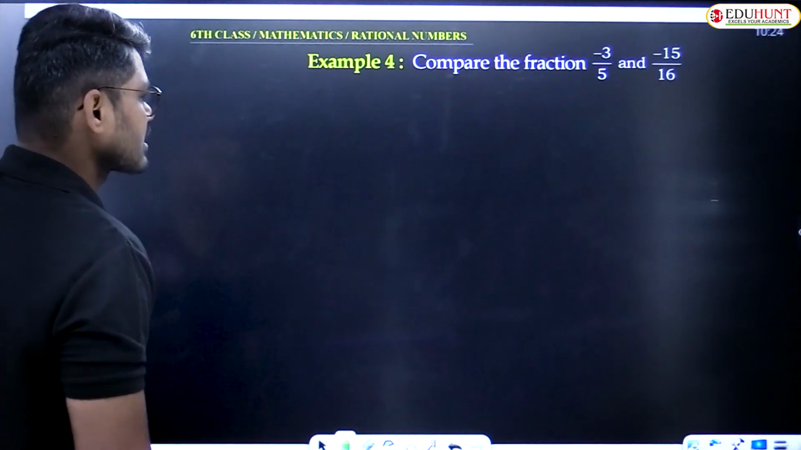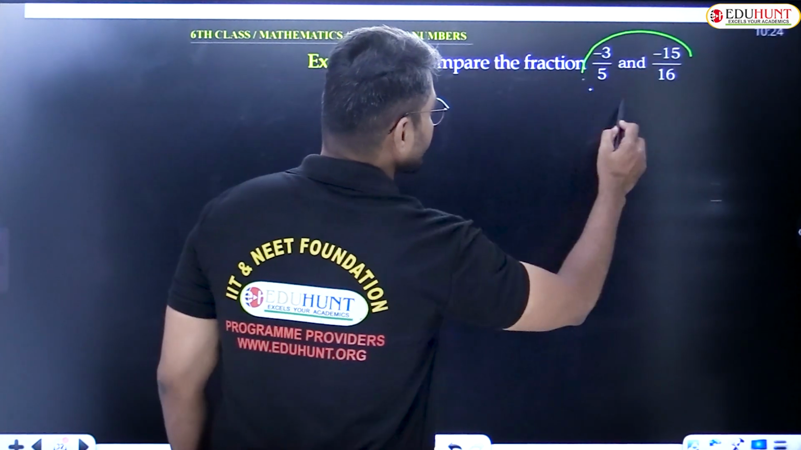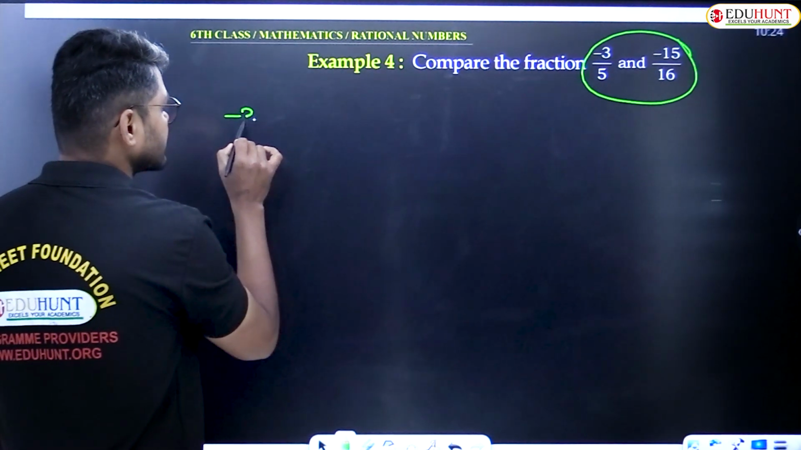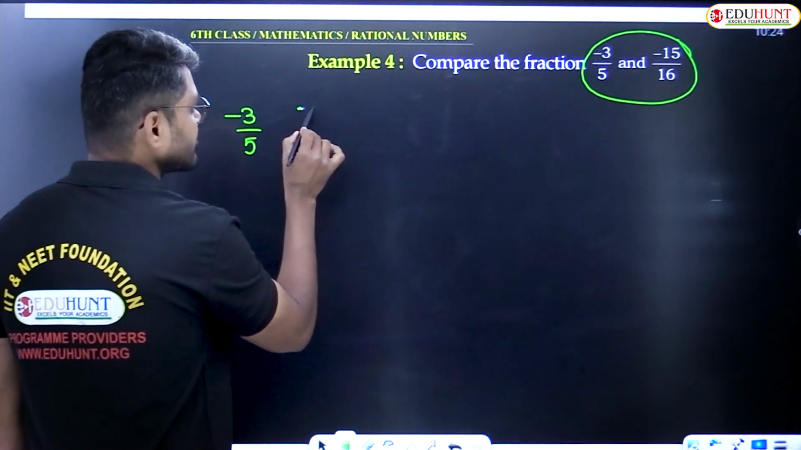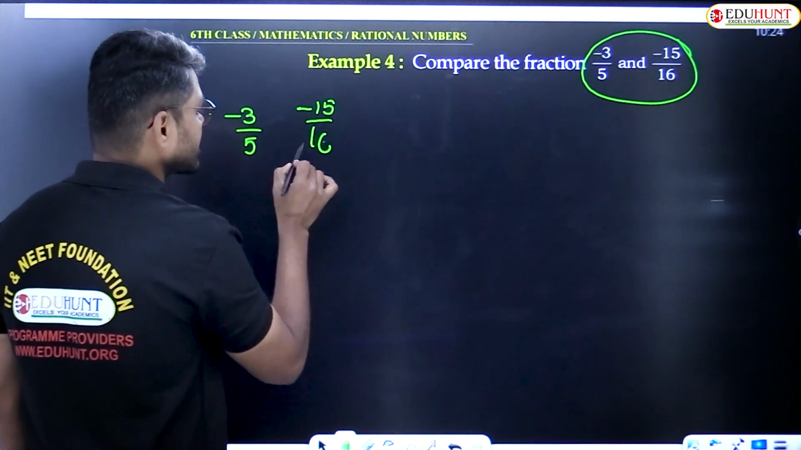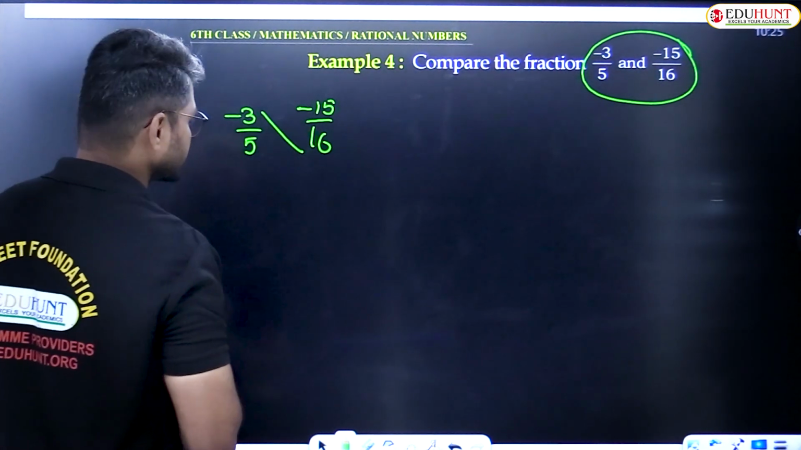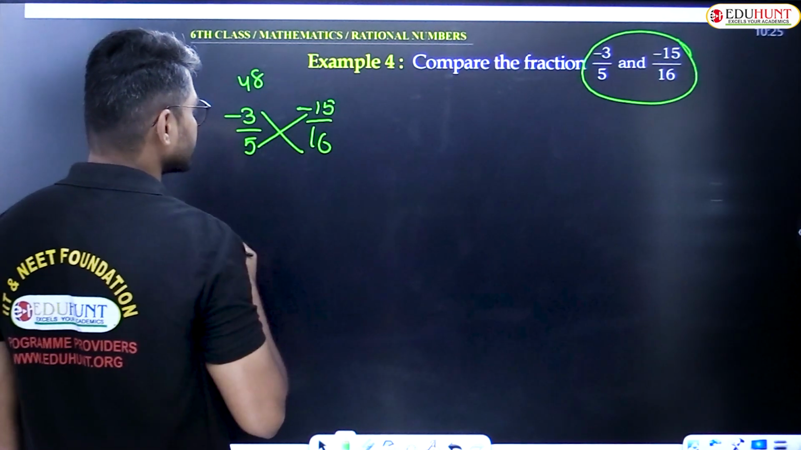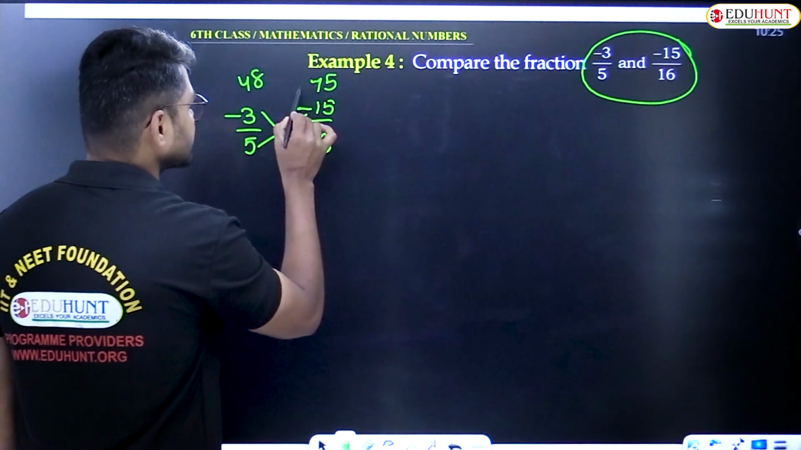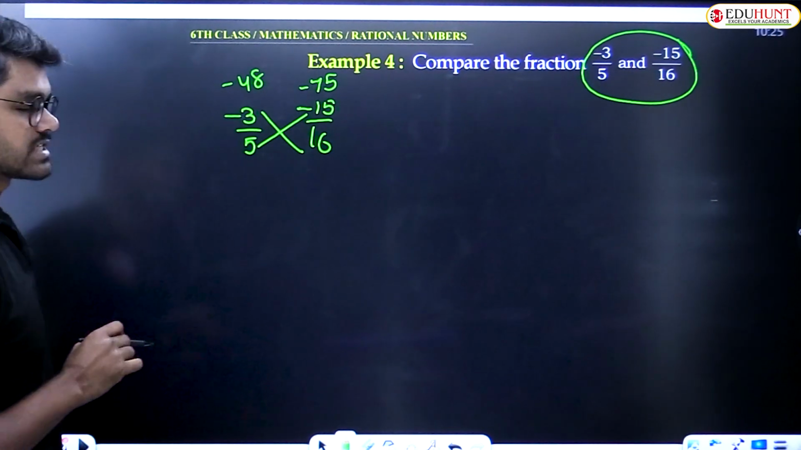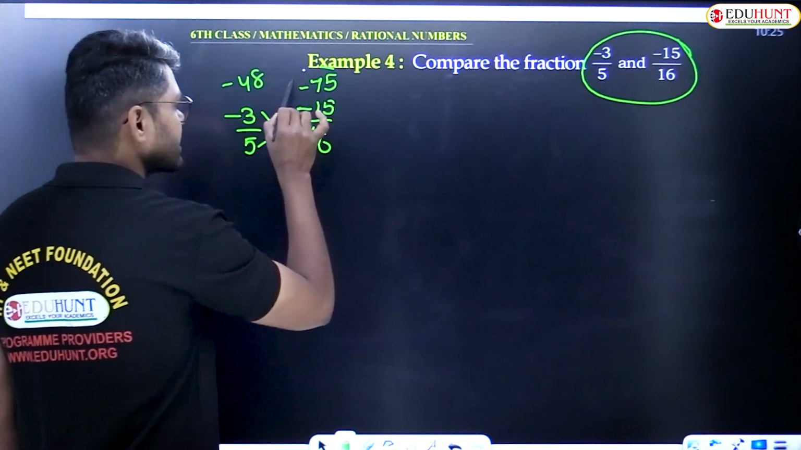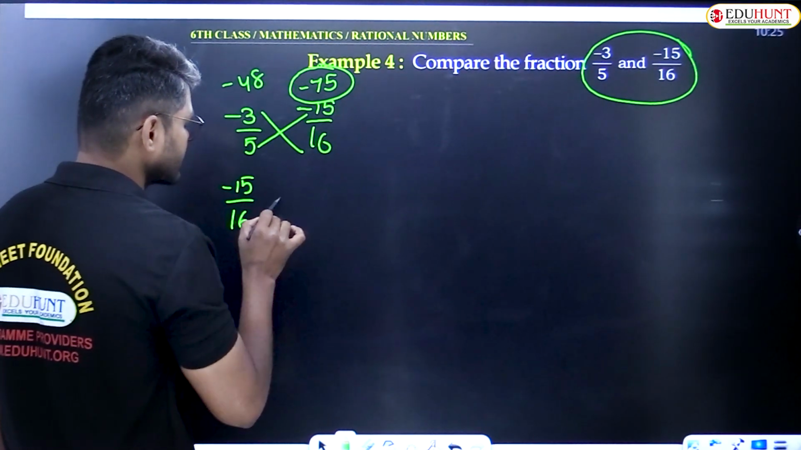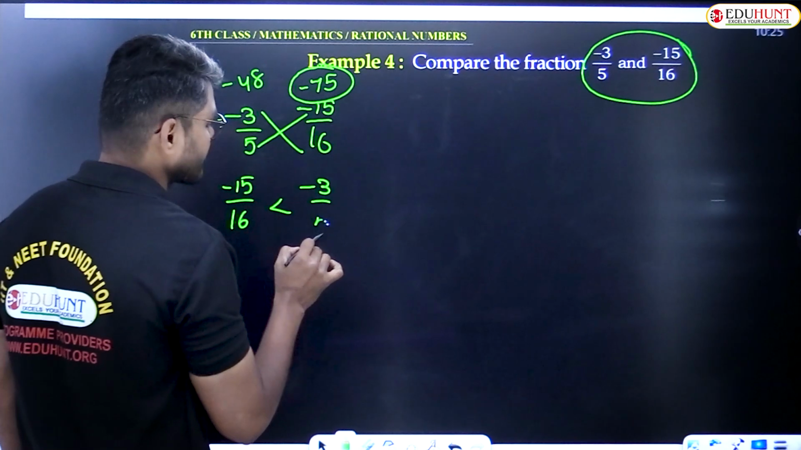Okay, right. Compare the fractions minus 3/5 and minus 15/16. Just cross multiply. 16 3s, 48. And 5 15s, 75. This is minus and this is minus. Which is the smallest one? Minus 75 is the smallest one. Therefore, minus 15/16 is less than minus 3/5.